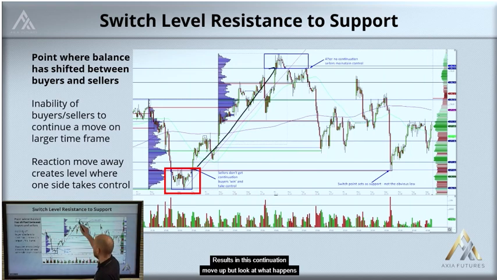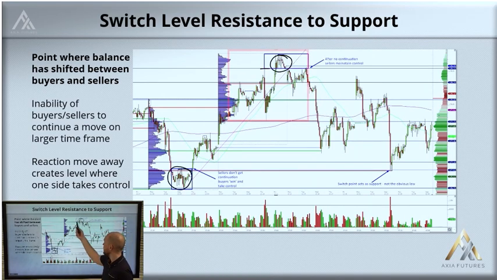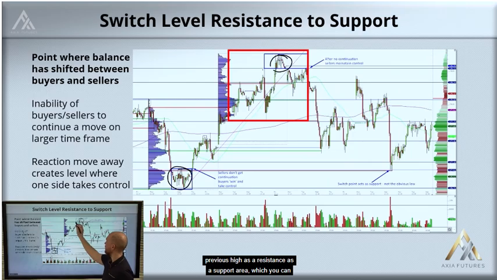And results in this continuation move up. But look at what happens again. Same principle, and this is where we see the switch come much quicker. Up towards highs, we create a high, just here, this little spike up, pull back, we break the high. Up here, buyers, like sellers down here, can't continue the move. They'll use previous high as a support area, which you can see just there, and they will hold and hold.